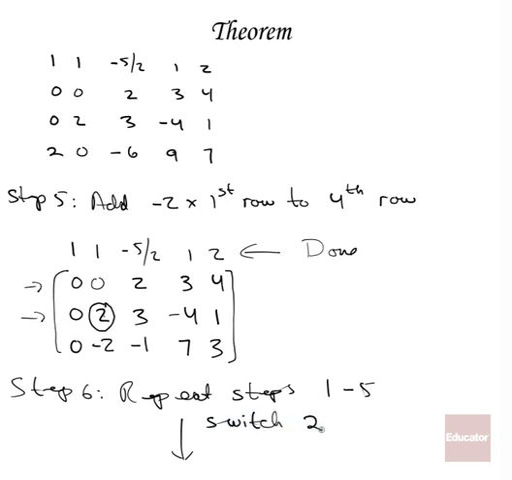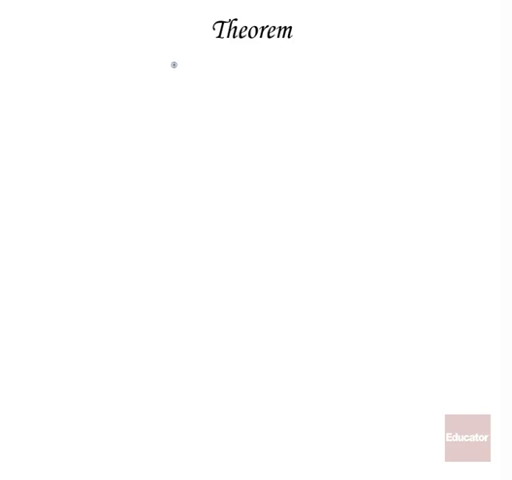I'm going to say switch 2 and 3. I'm sorry, so we're still talking about the entire matrix. So we're going to call this row 2. We're going to call this row 3. So we're going to switch 2 and 3. And when we do that, the matrix we end up with is the following.